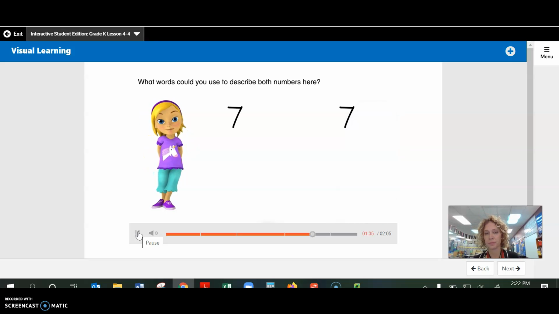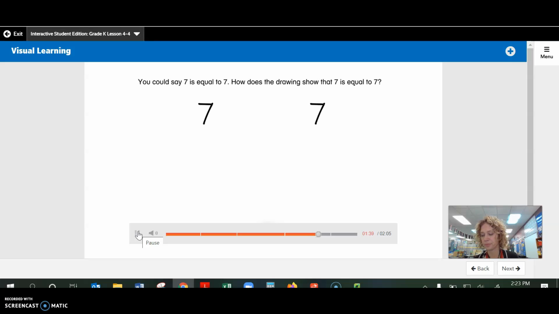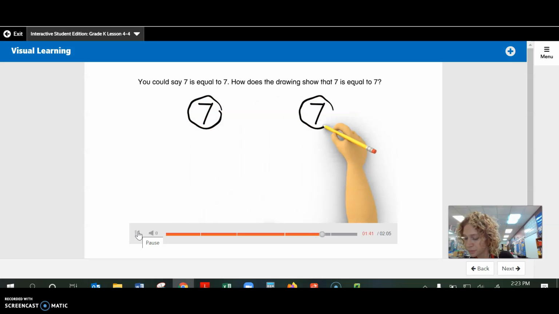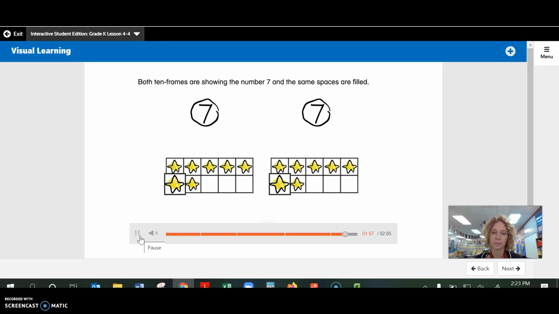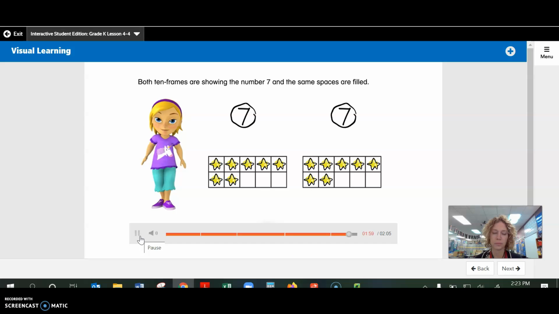What words could you use to describe both numbers here? You could say 7 is equal to 7. How does the drawing show that 7 is equal to 7? Both 10 frames are showing the number 7 and the same spaces are filled. Now you know how to use models and how to compare numbers.